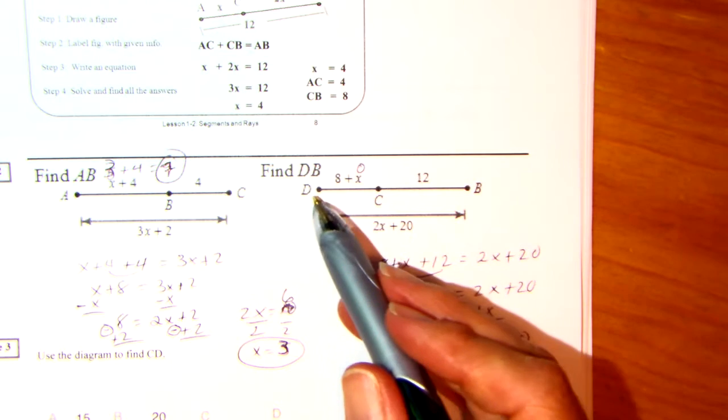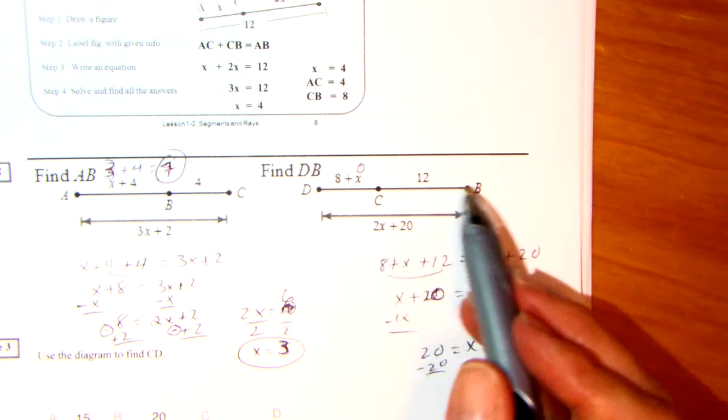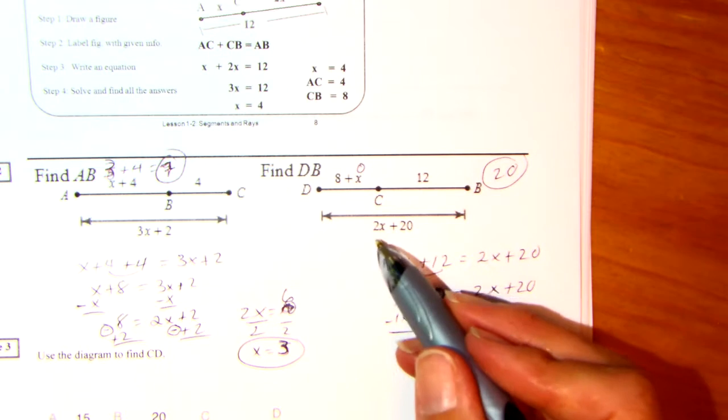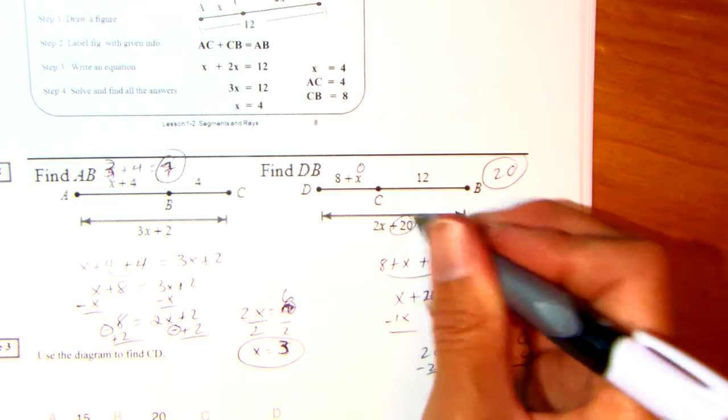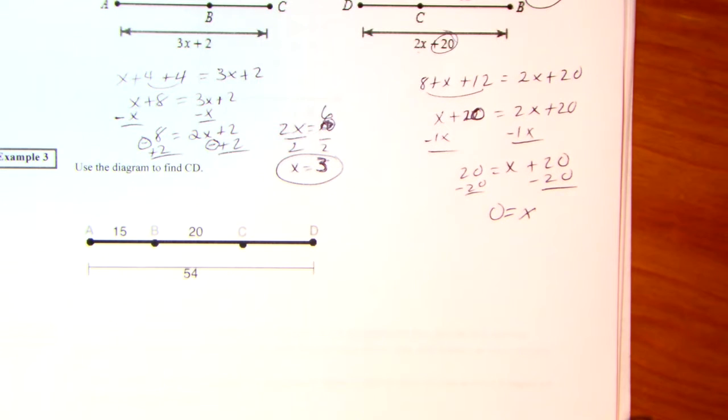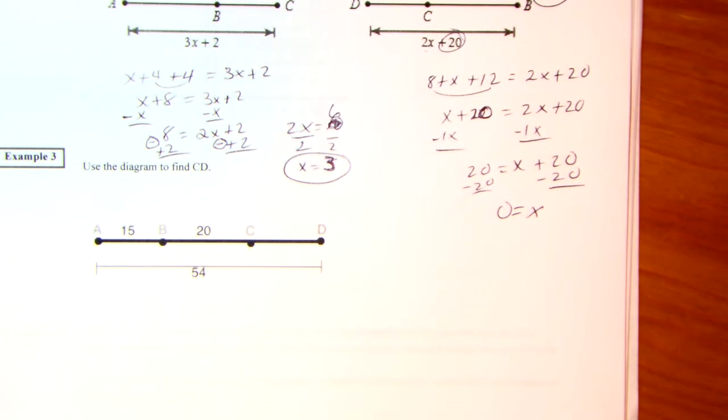Well, that can happen. So here, x is 0. So what's the length of DB? You have 8 plus 12 equals 20. Or if you plug 0 here, you get 20. So it still works. All right, let's do example 3.